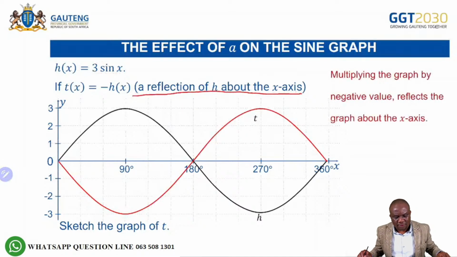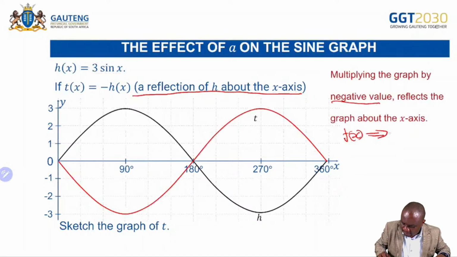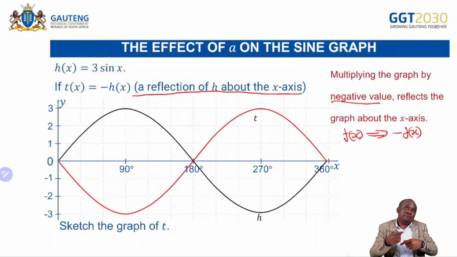Yes, it confirms that. We are saying that multiplying the graph by a negative value reflects the graph about the x-axis for all functions, even algebraic ones. If f of x becomes negative f of x, it means negative f of x is a reflection of f of x about the x-axis.